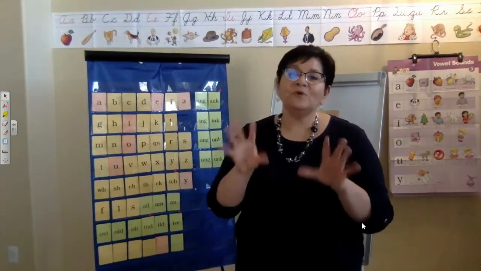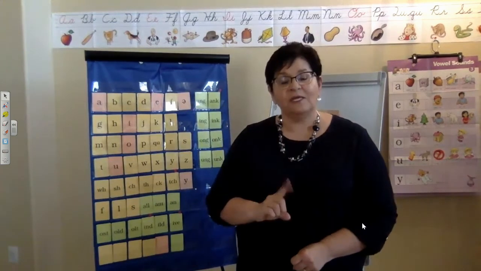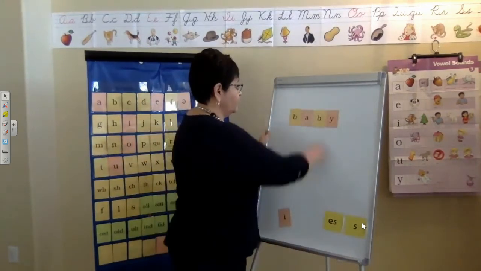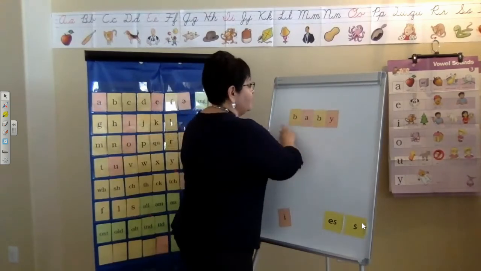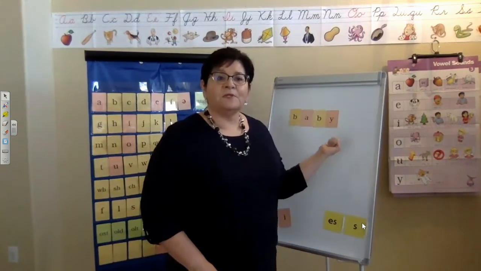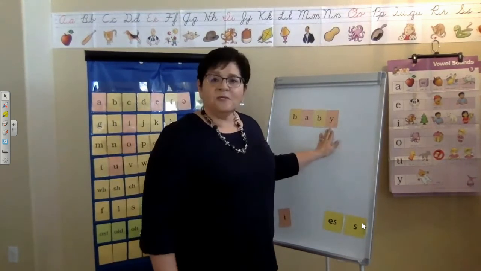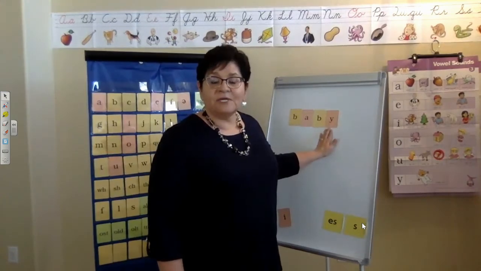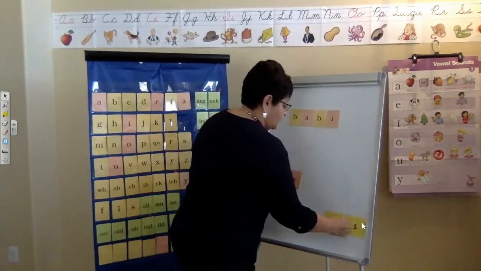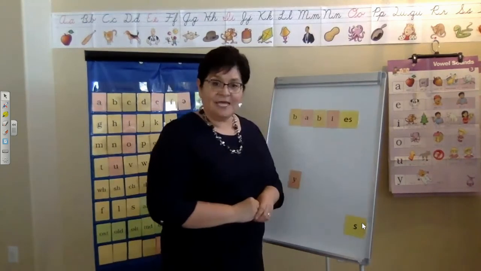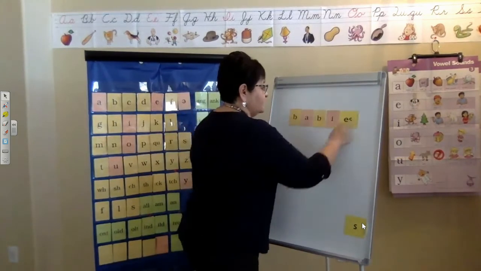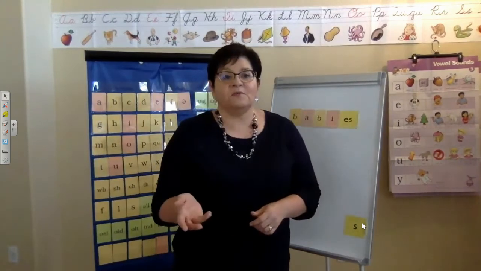That's right, plural means more than one. Singular means one, plural means more than one. Let's read this word. Baby. Now, if I want to make this word baby plural, it ends in Y in an open syllable. So I know that I need to change the Y to I and add my ES. Let's read this new word. Baby, babies. So now that means I have more than one baby.